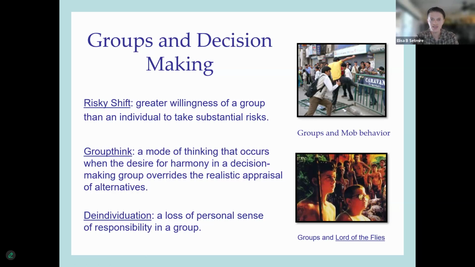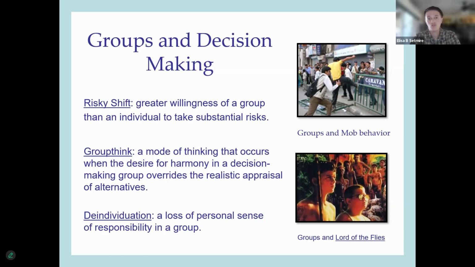Think about groups and mob behavior. You probably wouldn't go out and loot at Target, but if everybody was doing it, would you? Right? It's because oftentimes people tend to have this diffusion of responsibility. If everybody's doing it, then you feel like you can take a bigger risk. So we have this risky shift phenomenon that can happen.